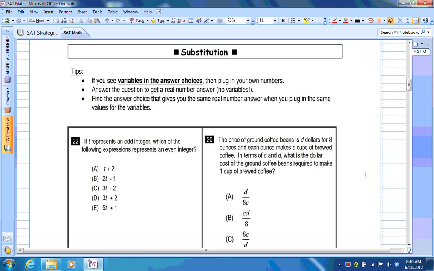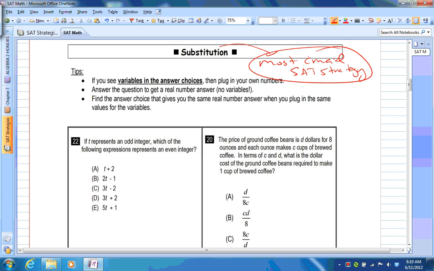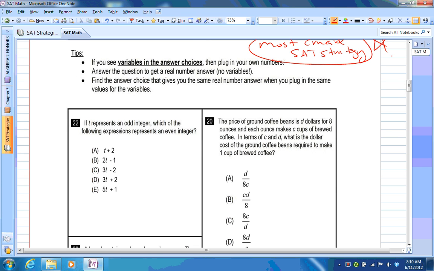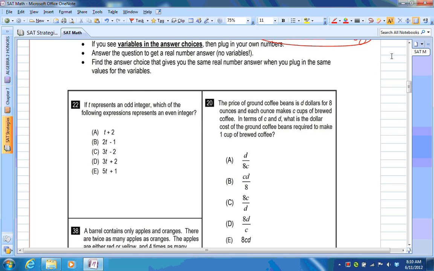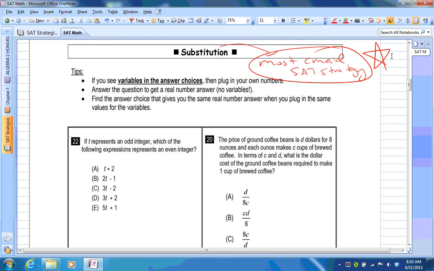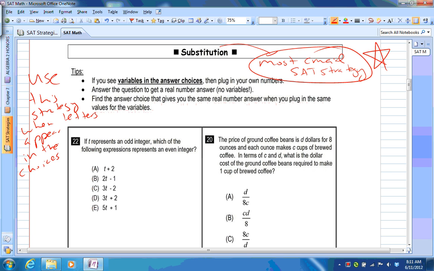Let's now talk about substitution. Now this right here is probably the most crucial SAT strategy. Whenever I put a star by something, that means it's usually very important. So substitution is typically the most crucial SAT strategy. And the way this works is you're just going to plug in numbers for variables, and you want to use the strategy when letters appear in the choices.